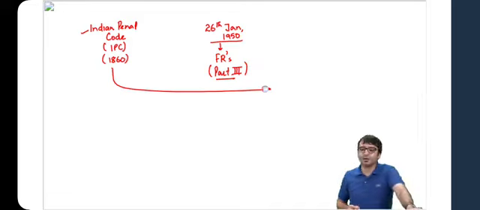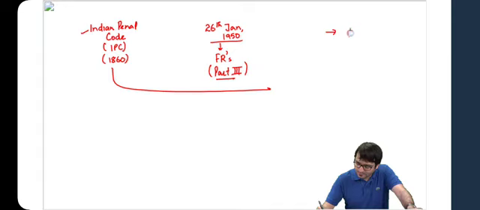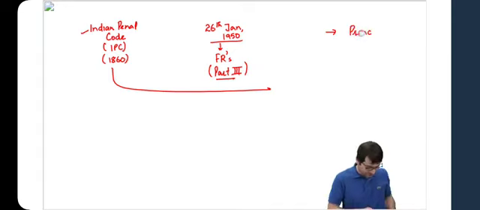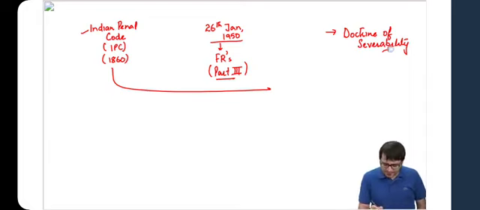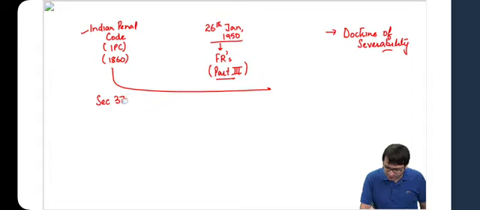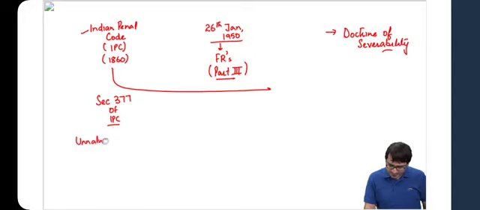And this is where we talk about a concept known as the doctrine of severability. And what is that? Let me discuss. Yesterday, I gave you an example of Section 377 of the Indian Penal Code, which talked about unnatural offenses, all those offenses which are against the order of nature.